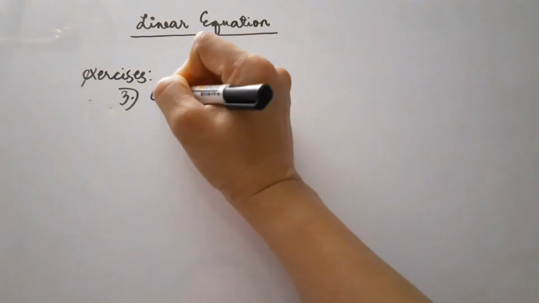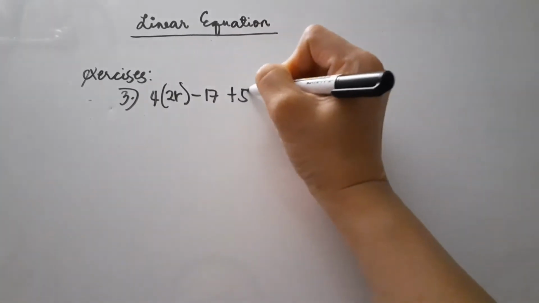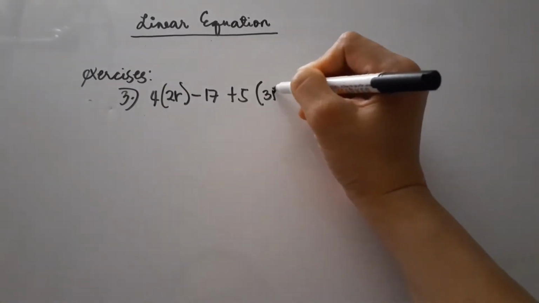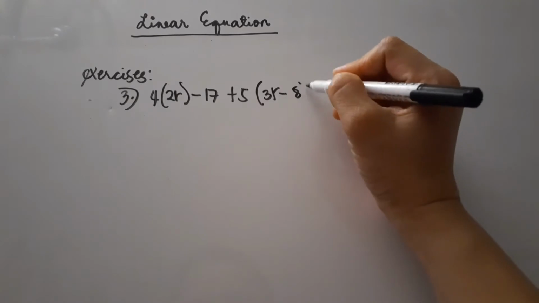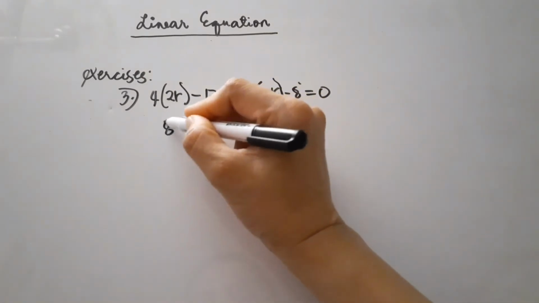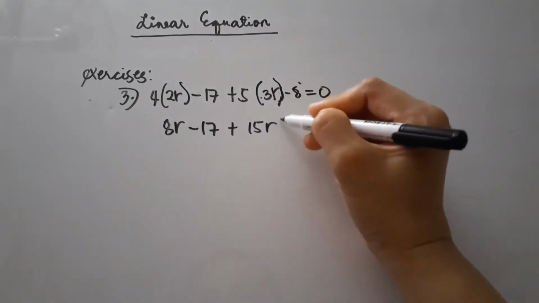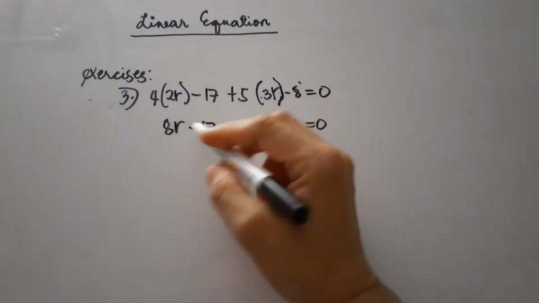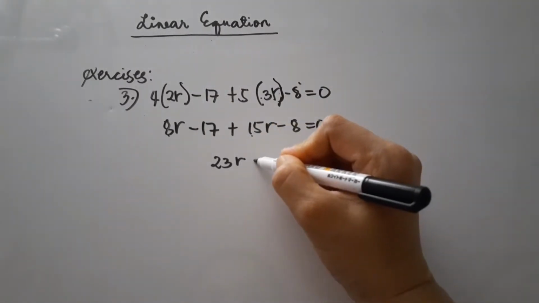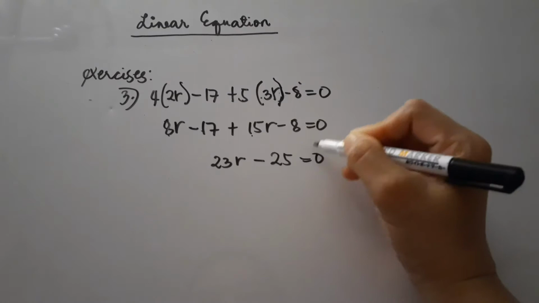And then let's have another exercise, number 3. We have 4 times the quantity 2r minus 17 plus 5 times the quantity 3r minus 8. So we have 4 times 2r, which is 8r, and then negative 17, plus 5 times 3r becomes 15r, minus 8. So we have to collect like terms. So 8r plus 15r is equal to 23r. Then negative 17 and negative 8 we have to add. So we have negative 25.